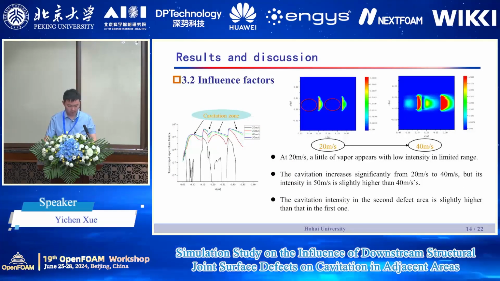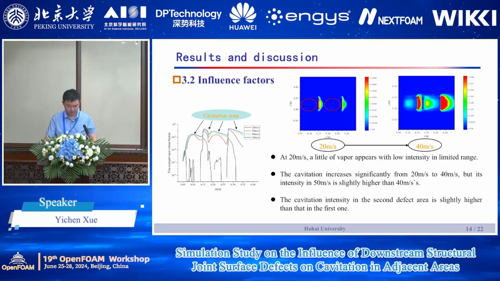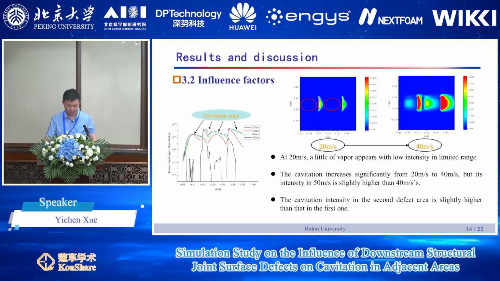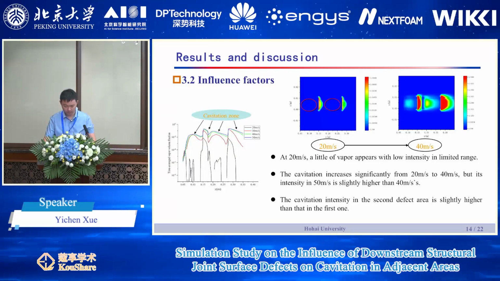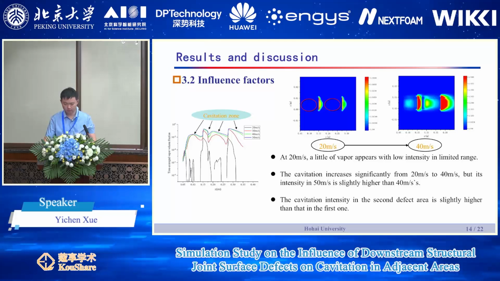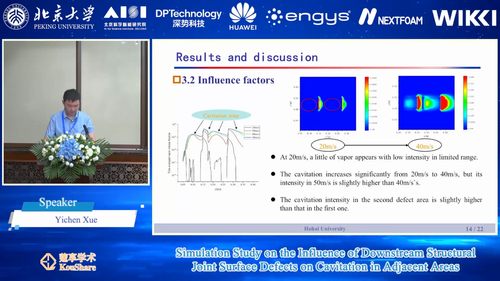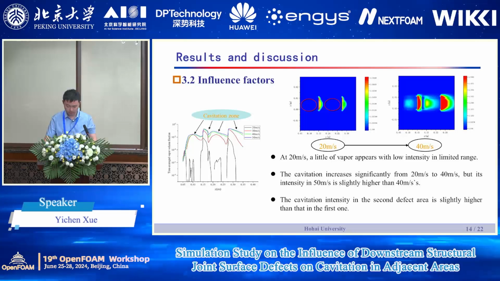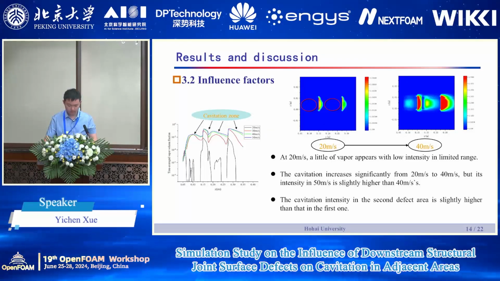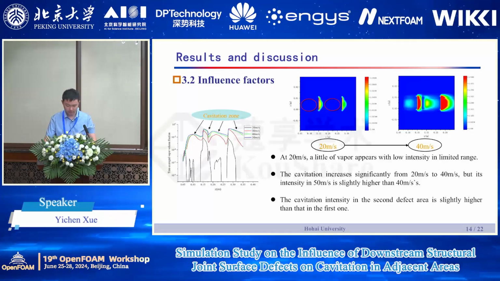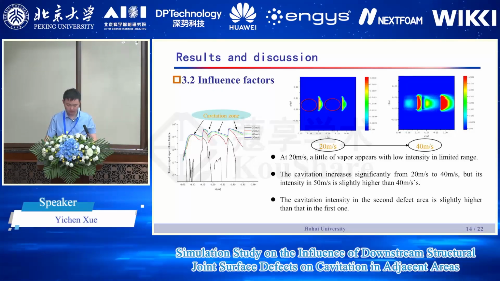As shown in the left graph, at a flow velocity of 20 meters per second, there is a slight presence of vapor due to the sudden change in cross-section at the end of the defect. The right two figures are time-averaged water vapor volume fraction contour maps at 20 meters per second and 40 meters per second. And we can see only blue color in the red circles, which means that no cavitation occurs.